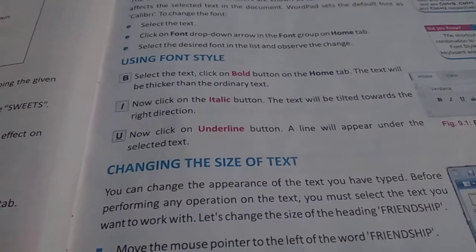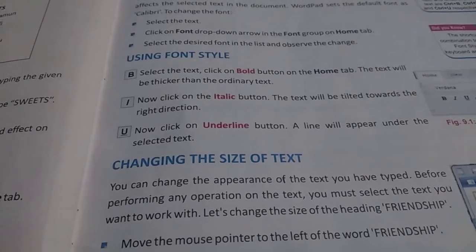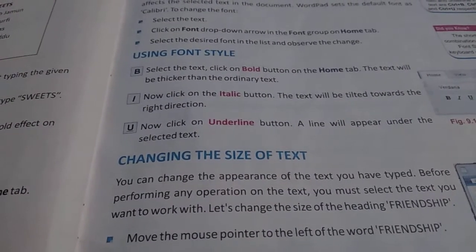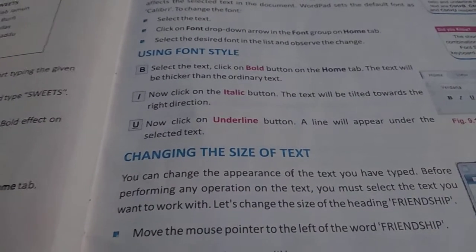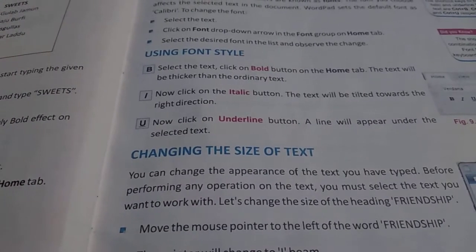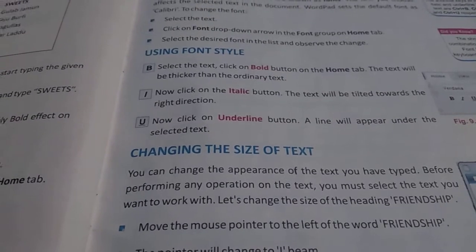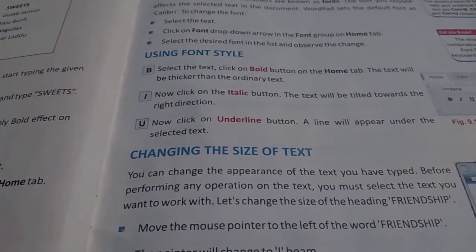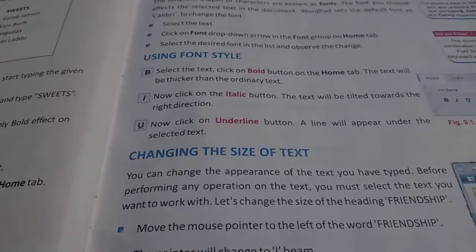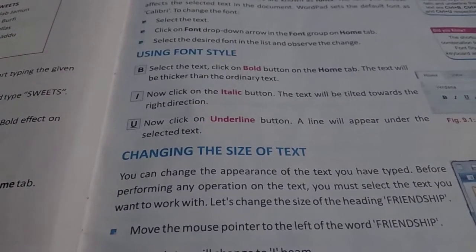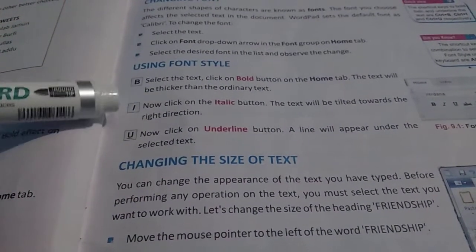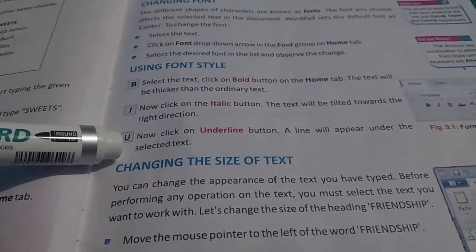So now we have to change the font style. Now I have only shown you how to increase the font size. Now we will change the font style. There are many font styles, but the main font styles are bold, I for italic, and U for underline.